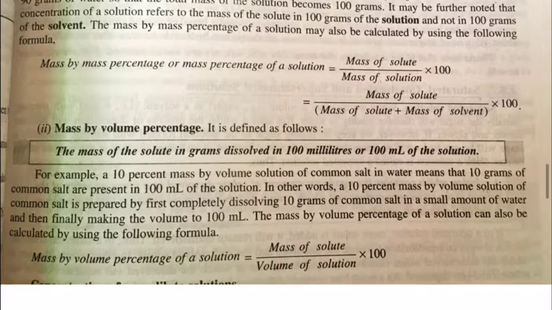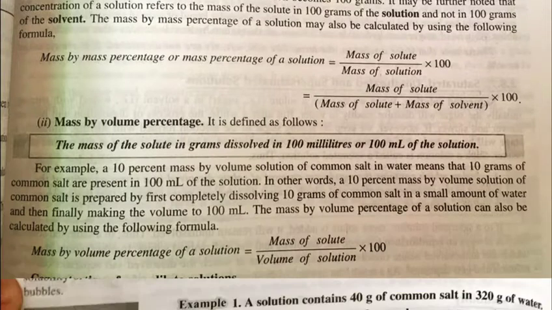And the mass by volume percentage is defined as follows: the mass of the solute in gram dissolved in 100 ml of the solution, right? So the mass by volume percentage of the solution is equal to the mass of the solute divided by the volume of the solution, multiplied by 100. I have explained it again. Last time it was not so clear, so I have taken it from the book and explained it again. It must be clear now.